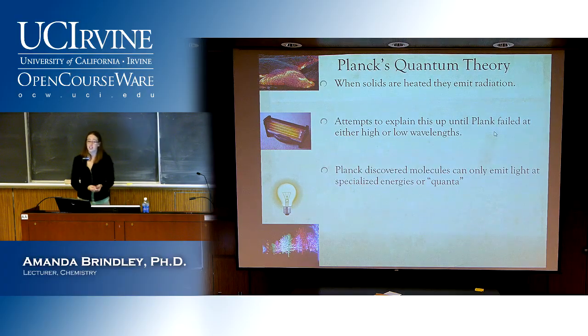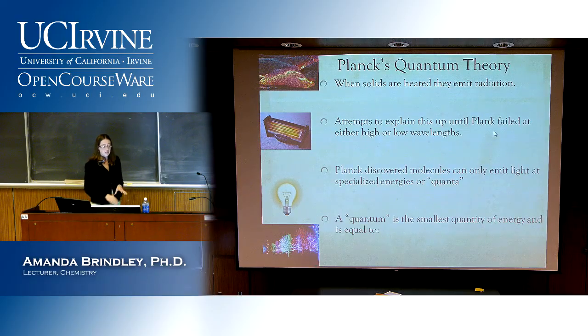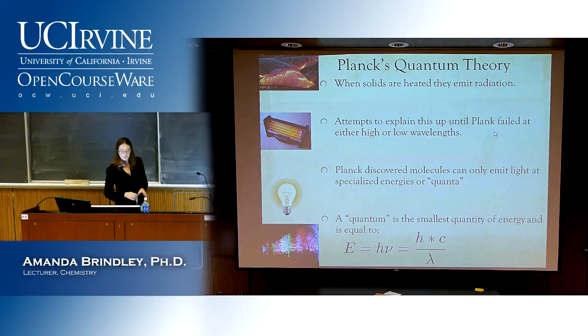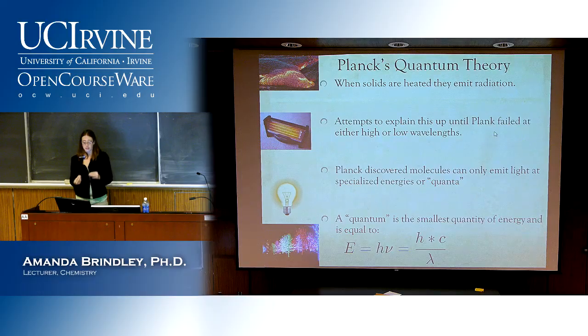Now, once Planck came along and said, well, okay, these molecules are not actually emitting a steady stream of light. They're emitting light at very specific energies, and we're going to name these quanta. That changed things. So a quantum is the smallest quantity of energy. And that's going to have an equation: E equals h nu, or E equals hc over lambda, whichever way you want to think about it, whichever way is useful. So you want to think of this quantum as a little energy packet, and it's the smallest energy packet.